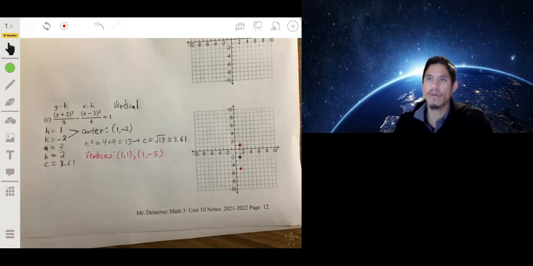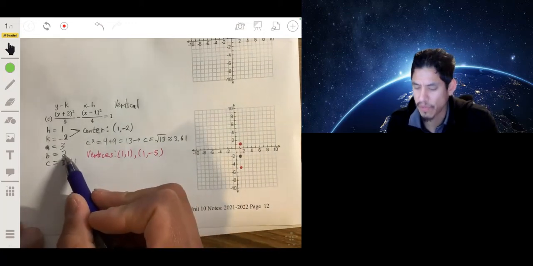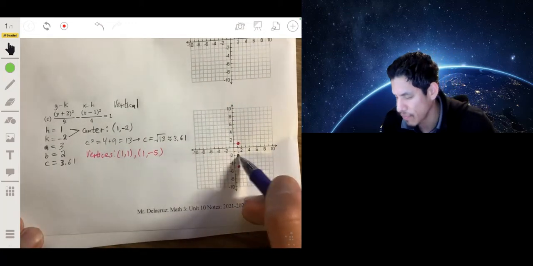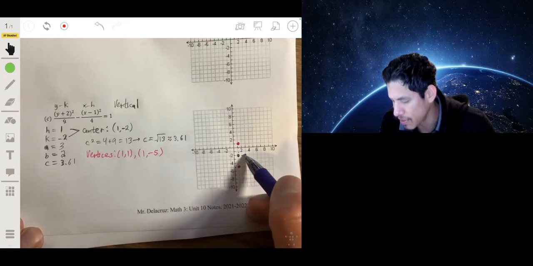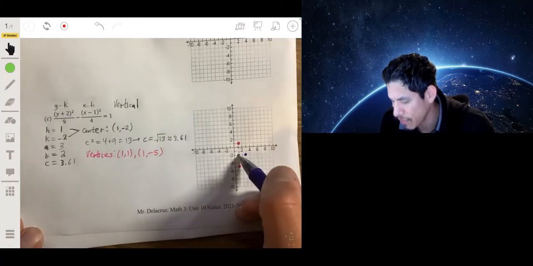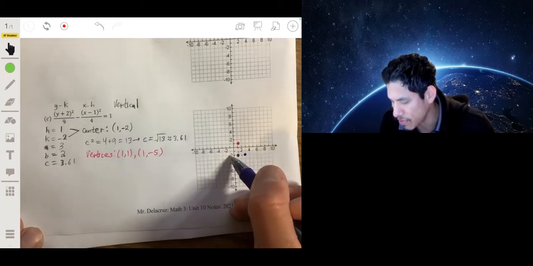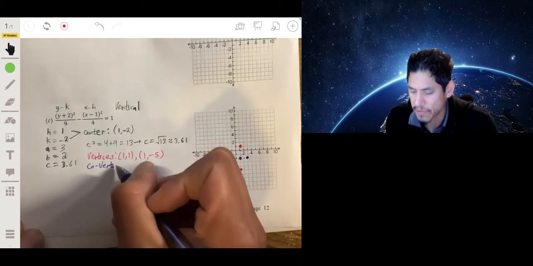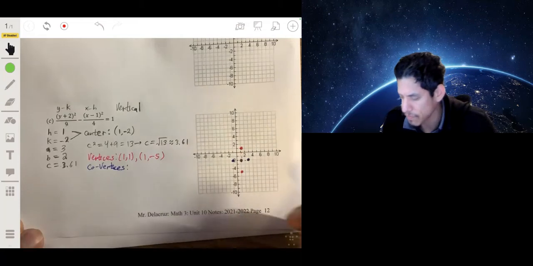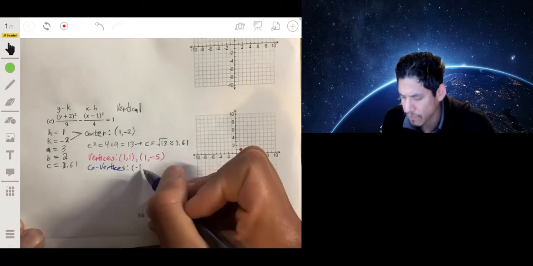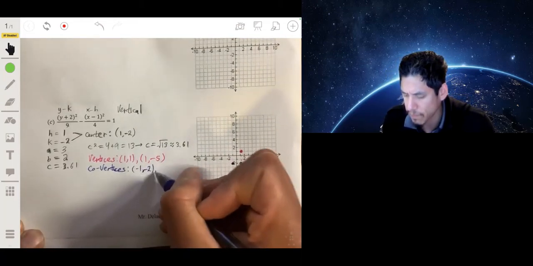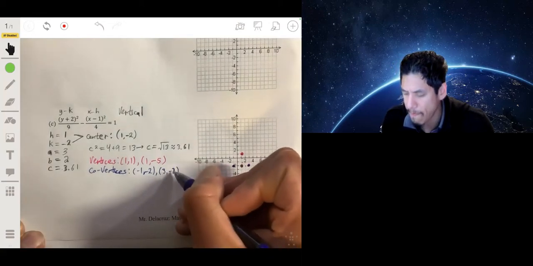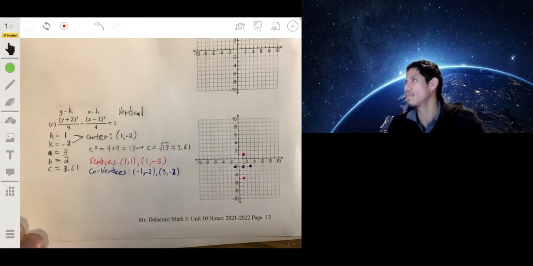Then we find the co-vertices. We use b. We go 2 units to the right and left of the center. So 1, 2 will put us over here at 3, -2. And then 2 to the left, 1, 2, at -1, -2. Those are the co-vertices.